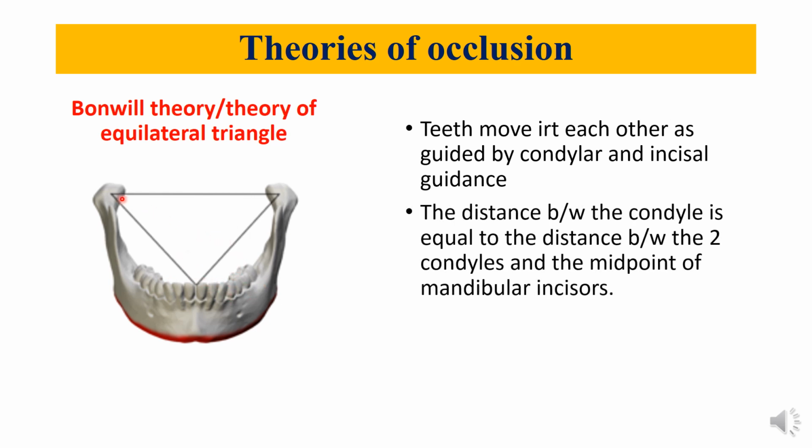Now the Bonwill theory also says that the distance between these two condyles will be equal to the distance between each condyle and a point that is the midpoint of the mandibular incisors. So between these two condyles it's the same, and from this condyle to this central position and from the other condyle to this central position, it forms an equilateral triangle, and that's why it is also called the theory of equilateral triangle. The length of each arm of the triangle is approximately 4 inches.